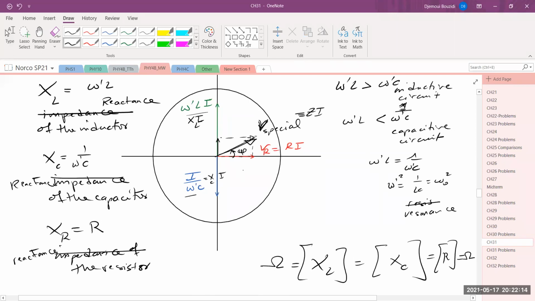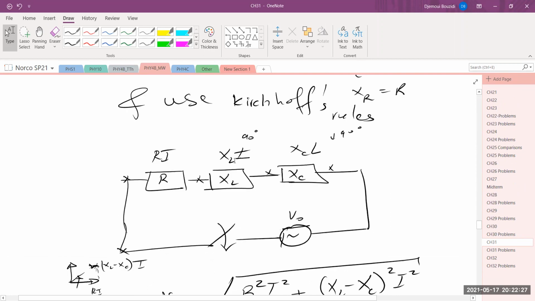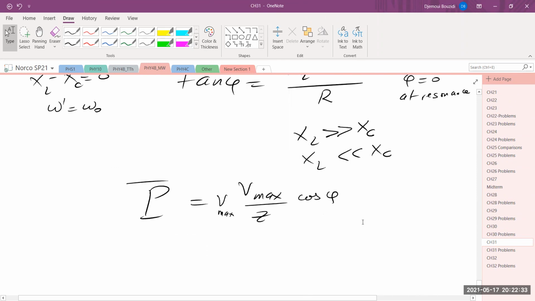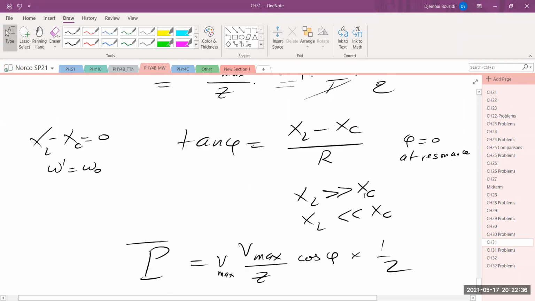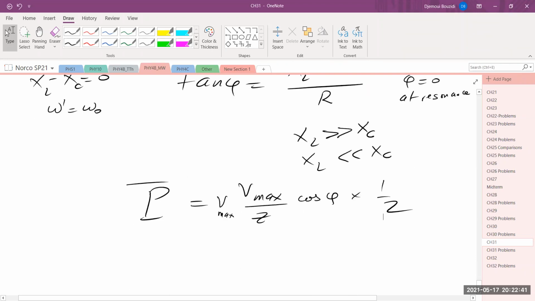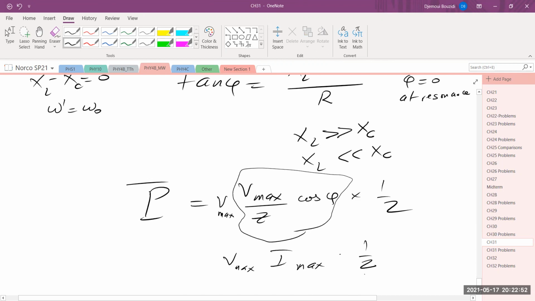That is actually R. So in other words, this hypotenuse, which is actually Z times the Vmax in here, is actually going to be times cosine phi. That is actually R. So the whole thing with the cosine phi included in it is going to be R times the current. But don't forget, I have a factor of 1/2 that we pulled from this whole integration in here. So this looks like it's Vmax times Imax times 1/2.